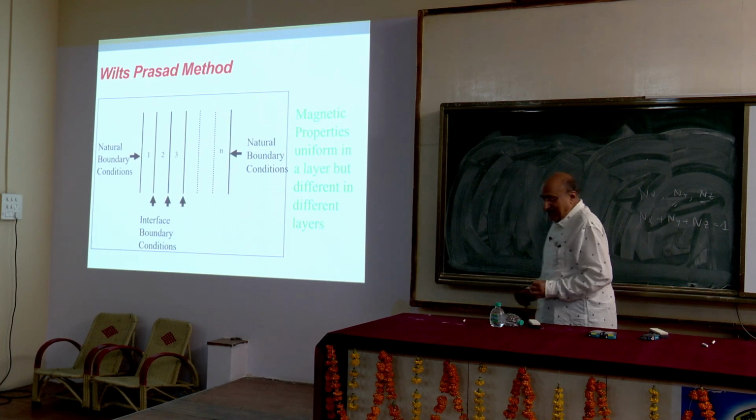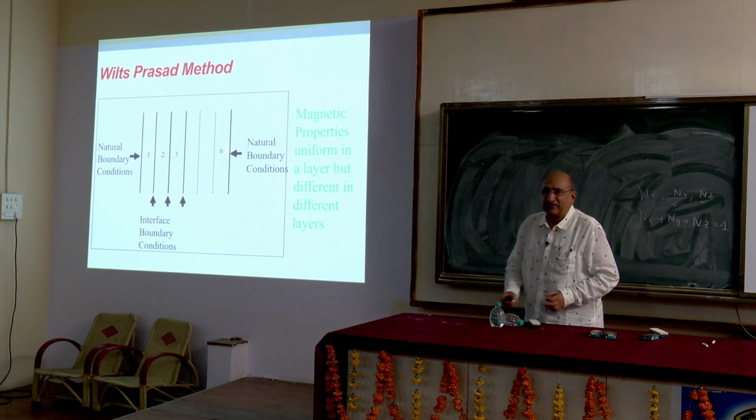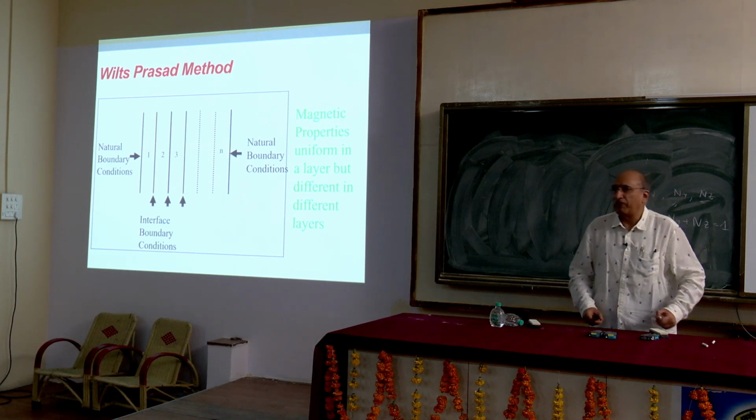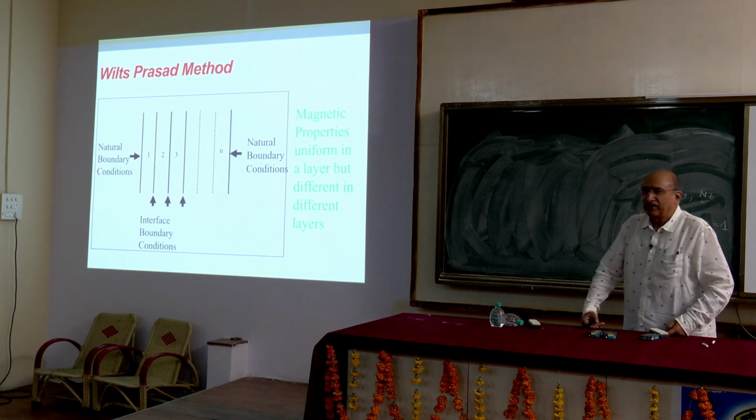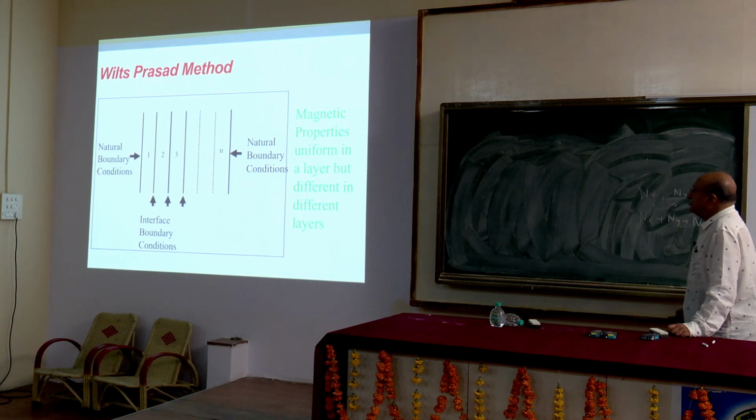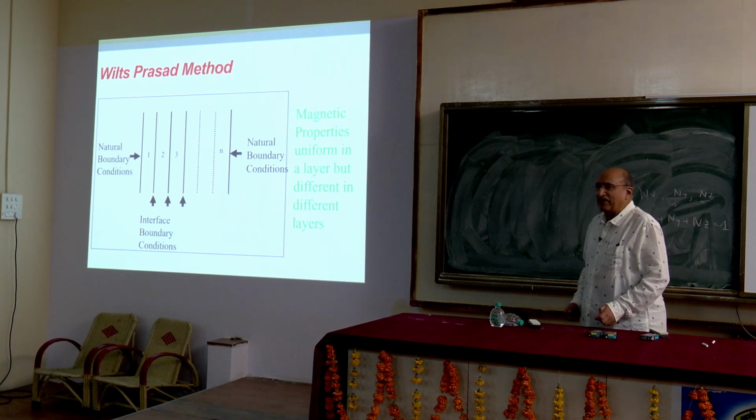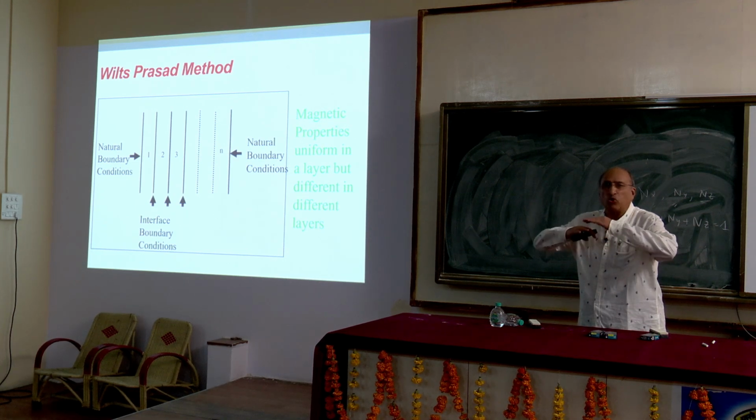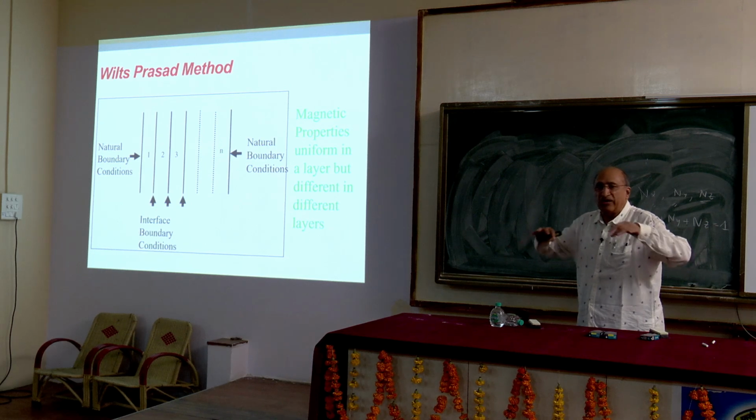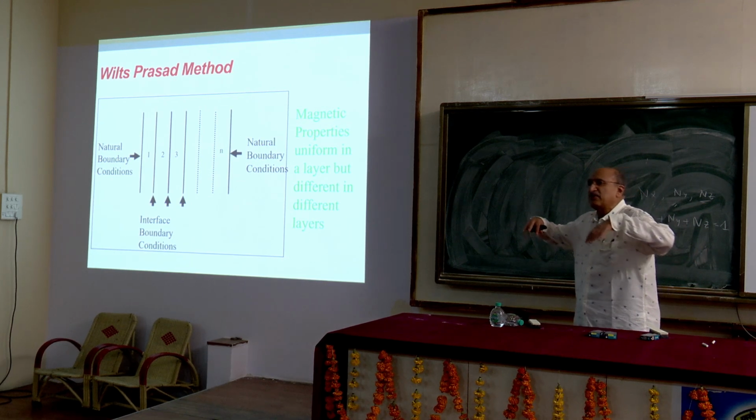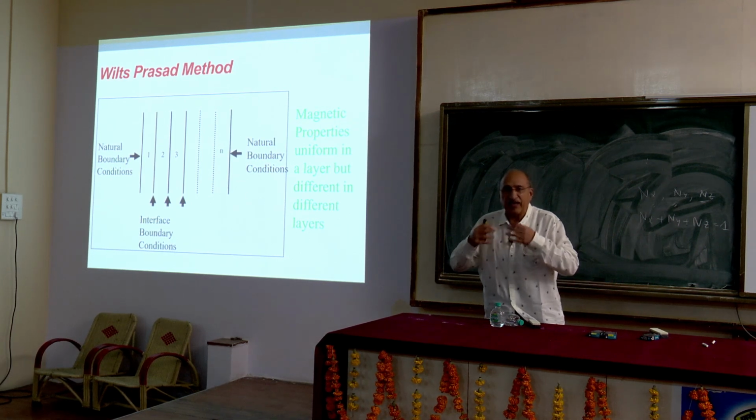I am calling it the Wills and Prasad method. Wills was my supervisor there. This is the paper, a very old paper, 1980 or 81, IEEE Transactions on Magnetics. What we did, because we didn't want to go to those complicated equations, was to really assume that 4 pi Ms is a function of z, or anisotropy is a function of z.